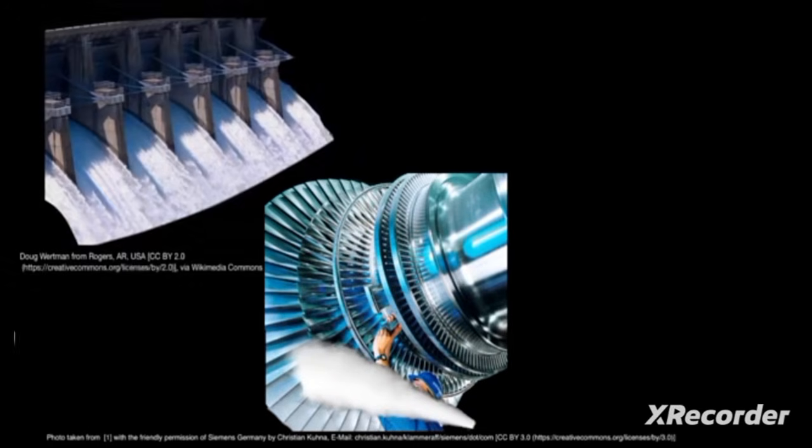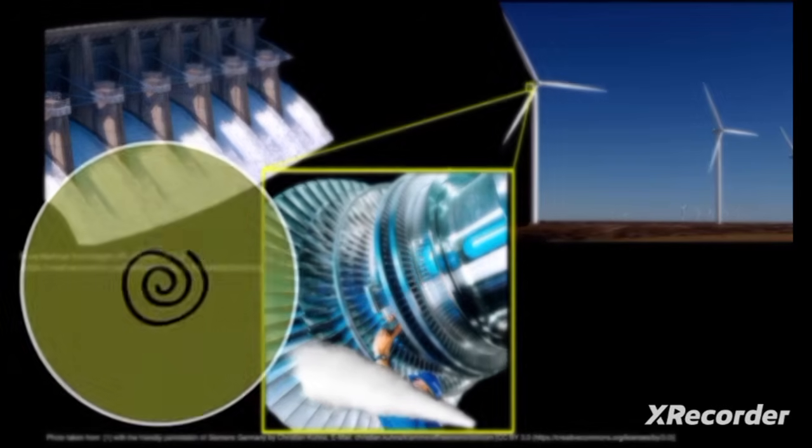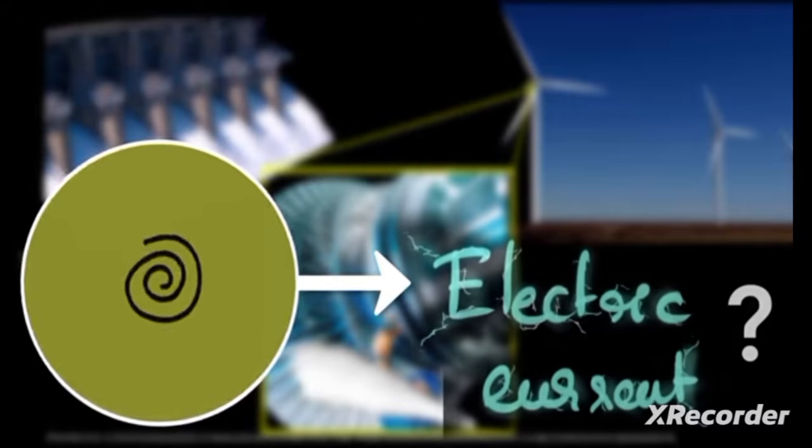Or maybe we can use the energy of the falling water. Or another example could be we fit these inside giant windmills and let the wind do the work for us. Whichever way you choose, all we do is spin a giant turbine. But how does turning something create electricity?